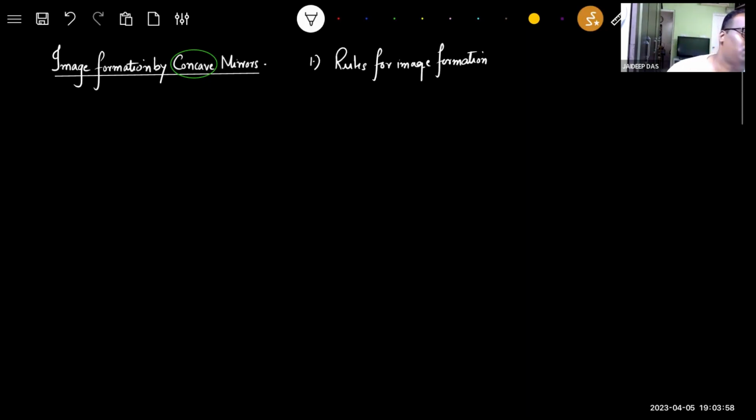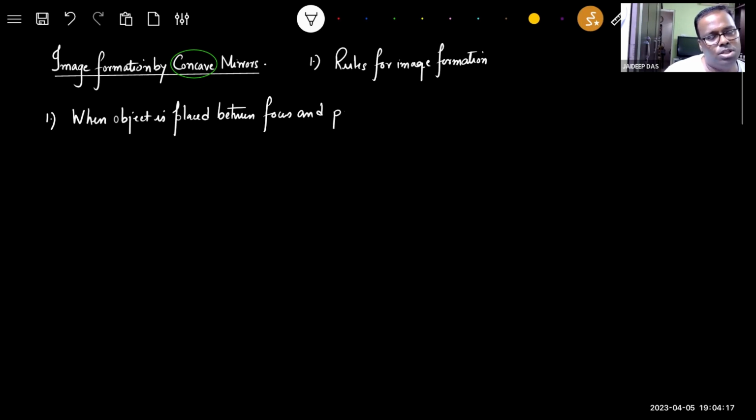The first thing we will see is when the object is placed between focus and pole. When the object is placed between focus and pole, right?